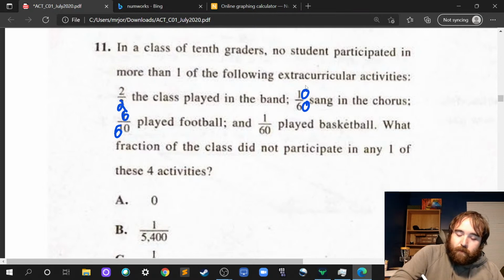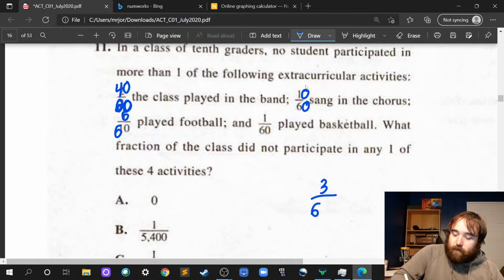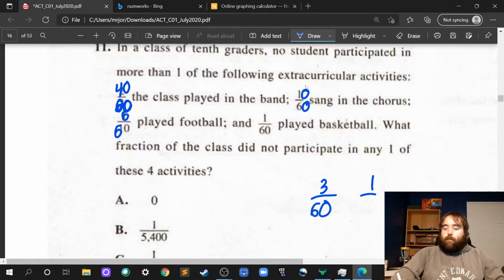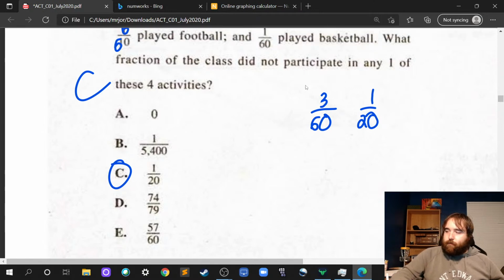This is 20. Or multiply by 20. So that's 50 plus 6, 56. 57 out of 60 did stuff. So 3 out of 60 did not, which is 1 out of 20. C. Nice.